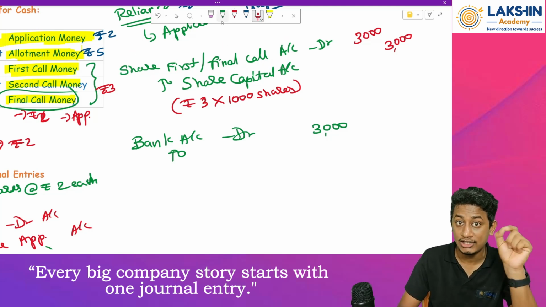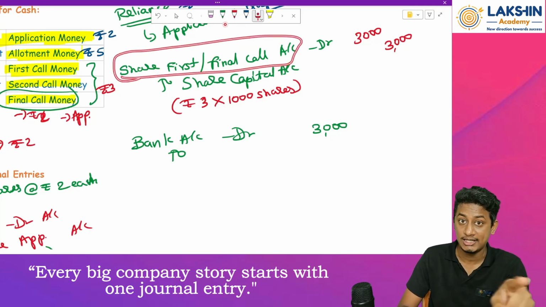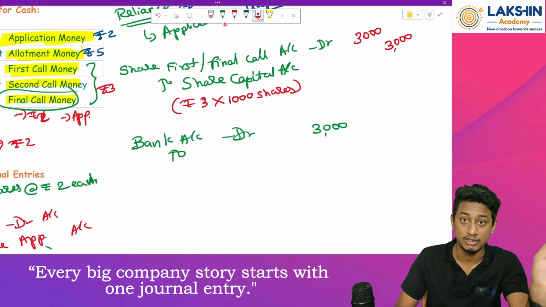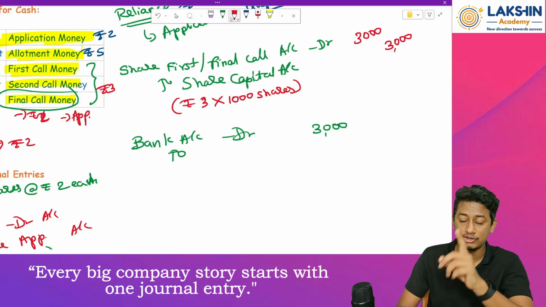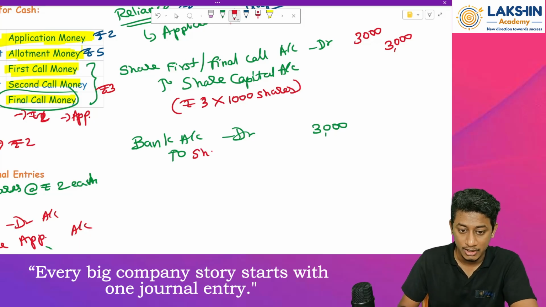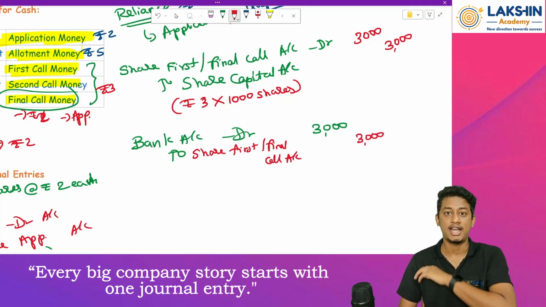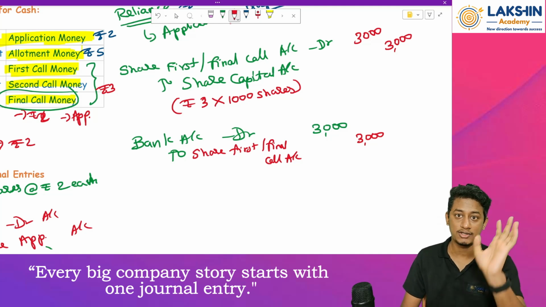Now I need to clear off this account, because I have told you, whatever notional account we create has to be cleared off once the money is received, or we know that money will not be received. In that case also, it has to be cancelled. So the share first and final call account is credited by rupees 3000, and we are done with all the journal entries. Clear? This is how you receive all the money and you pass all the entries.